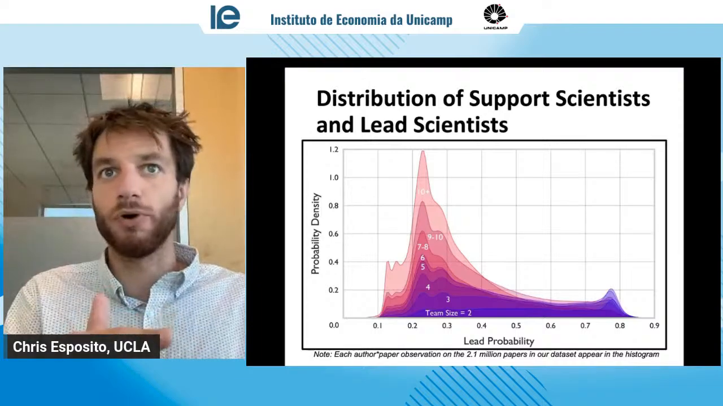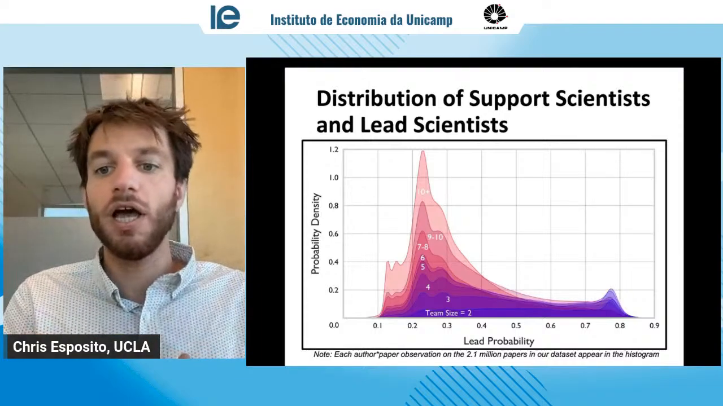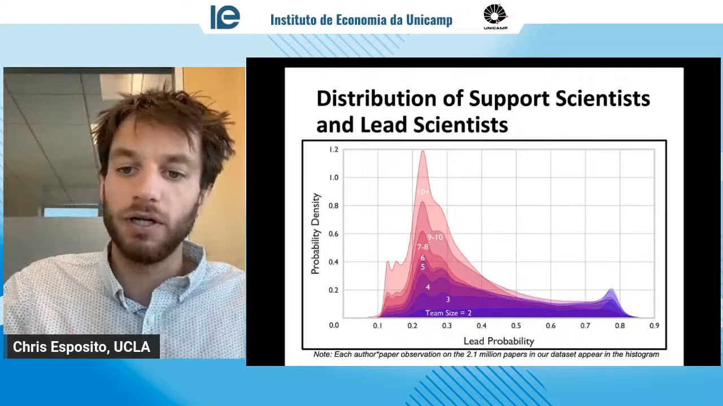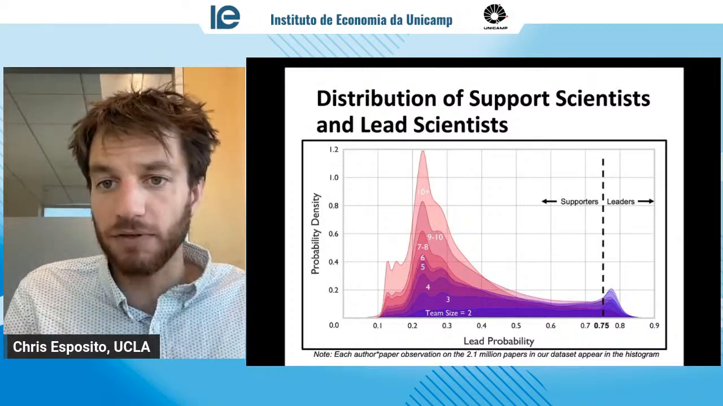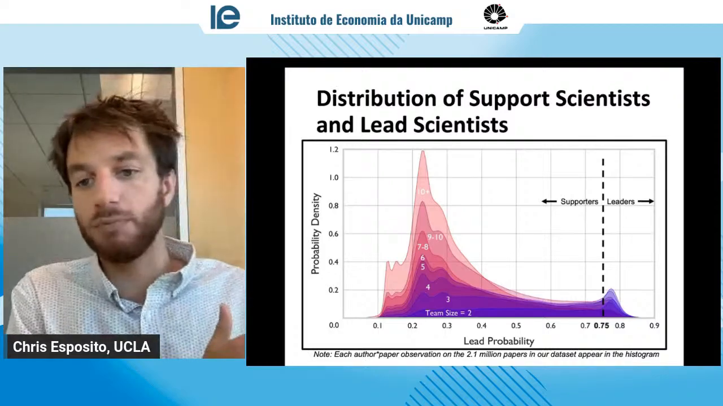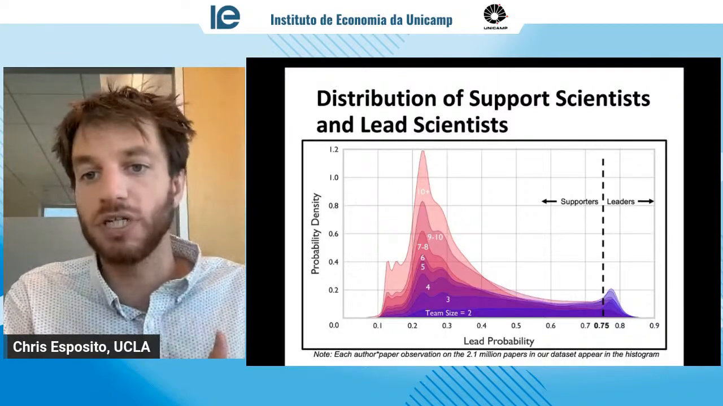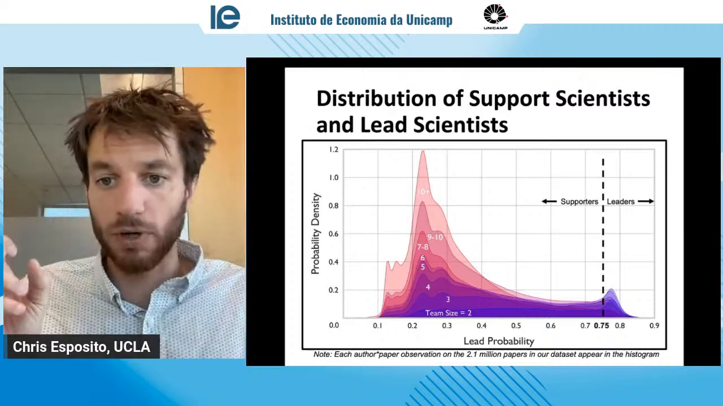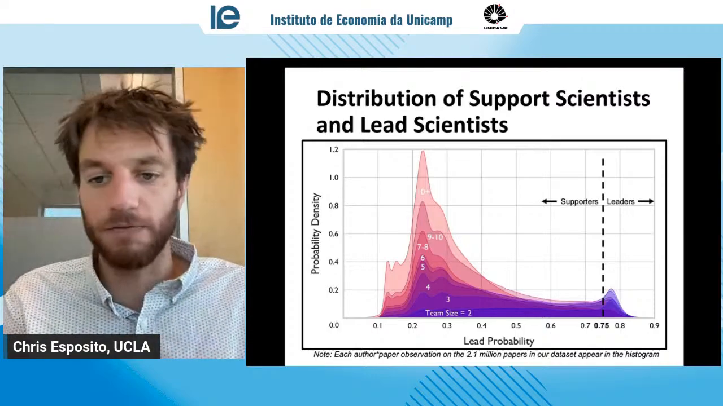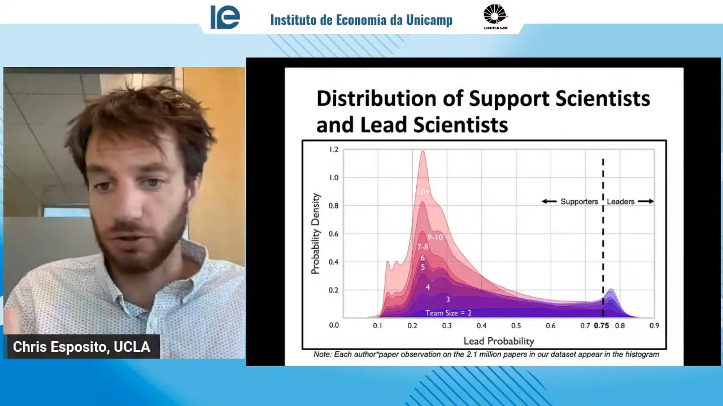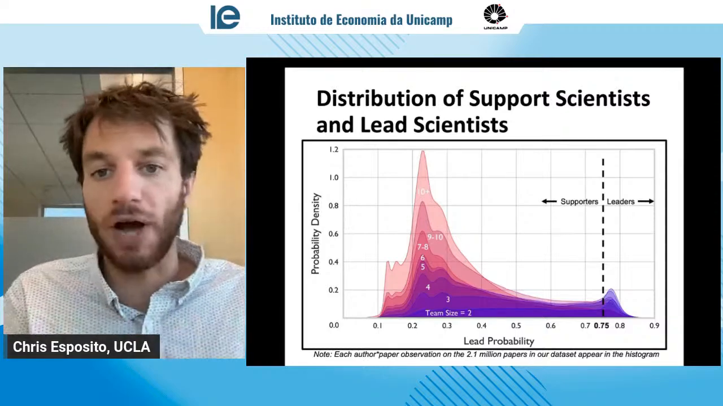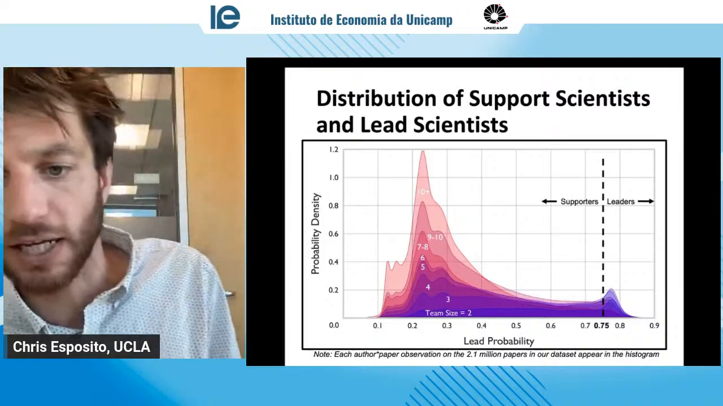So what we'll do is take advantage of this bimodal distribution to identify leaders and supporters using a binary definition, and we're just going to draw a cutoff value. In the main analysis, that cutoff value is going to be at 0.75, where everyone with a lead probability of less than 0.75 is going to be tagged as a supporter, and everyone greater than 0.75 will be tagged as a leader. But we can move this threshold around, and we'll show you how that affects the takeaways from our findings.